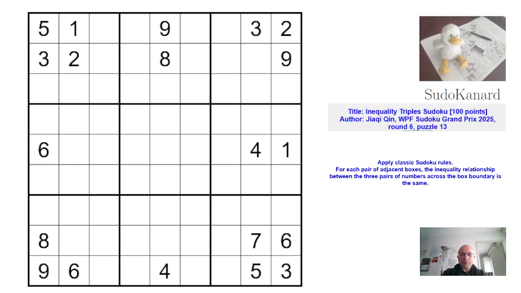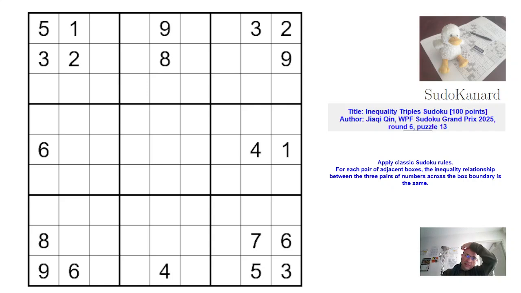So the special rule is that whenever you take such a border between two regions, then the digits on each side follow the same inequalities. It means that if this digit is lower than this one, then the same applies for the other pairs across the boundaries. And this is true here, and this is true with all 6 boundaries here.